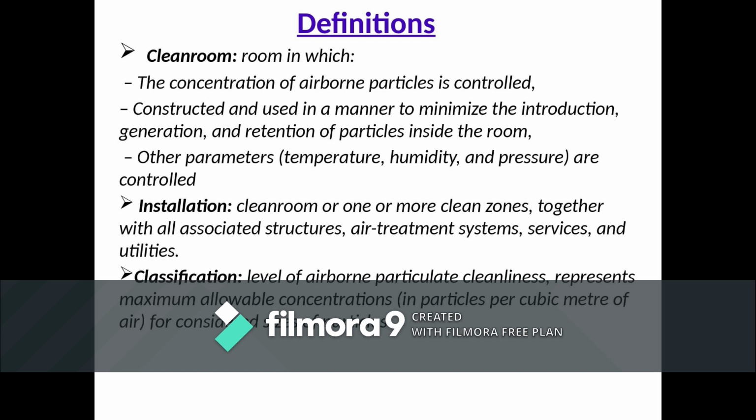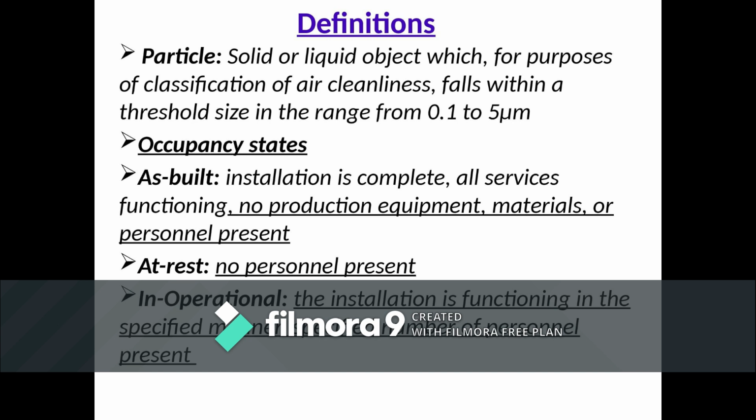Then the classification: the level of airborne particle cleanliness, which represents the maximum allowable concentration in that particular clean zone, in particles per cubic meter of air, for the considered size of particles. So what is a particle? The particle is a solid or liquid object which, for the purpose of classification of air cleanliness, falls within a threshold size in the range from 0.1 to 5 micron.